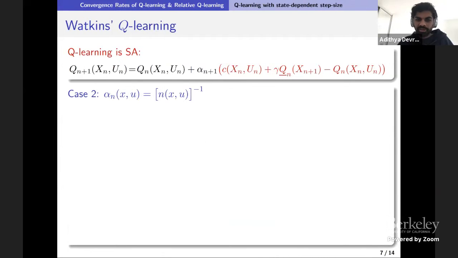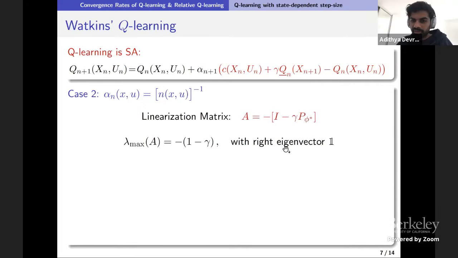Again, like I said, nobody uses a step size of α_n equal to 1/n. So it's much more common to use a step size of this form. Here n(x,u) is the number of times you have visited a particular state-action pair (x,u). I call this a state-action dependent step size. In this case, you can get rid of the π matrix that used to appear in the previous linearization matrix. And this is what the linearization matrix looks like for this algorithm. And once again, the maximum eigenvalue of this matrix A can be precisely computed to be minus (1 minus γ), and it corresponds to the right eigenvector of all ones.